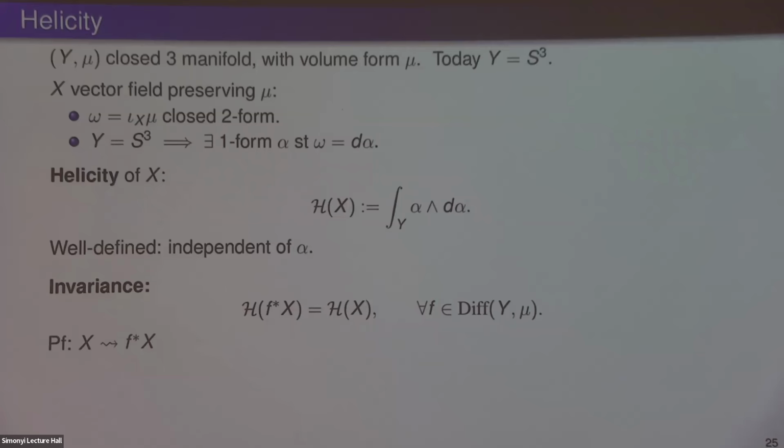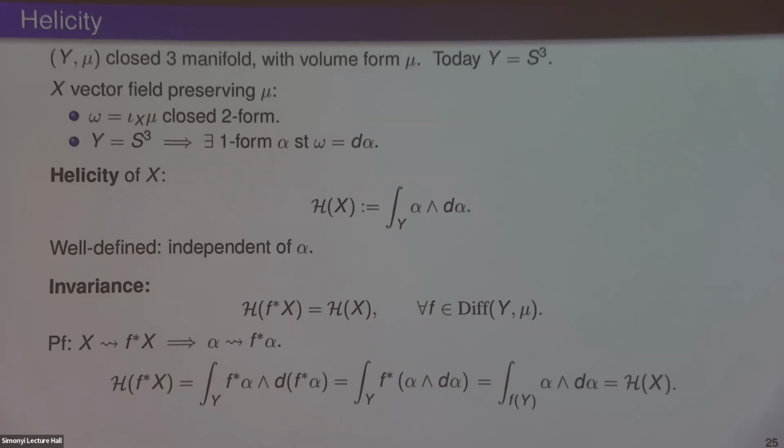And it's not difficult to see because, well, if you replace X by f star X, the effect on this primitive form alpha is that it gets replaced by f star alpha. Plug that into the formula for helicity, and simple symbol manipulations will lead to the helicity of X being equal to the helicity of f star X. So this invariance of helicity is kind of the key concept in the second half of the talk.